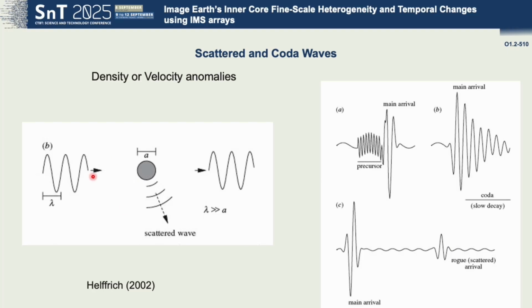When seismic waves encounter small-scale variations in velocity and density, they scatter around. These scattered energies arrive at seismometers either before the direct arrivals or more often after the direct arrival, forming a long chain in the seismograms. We call it coda.